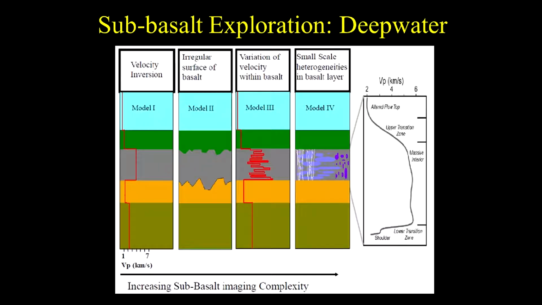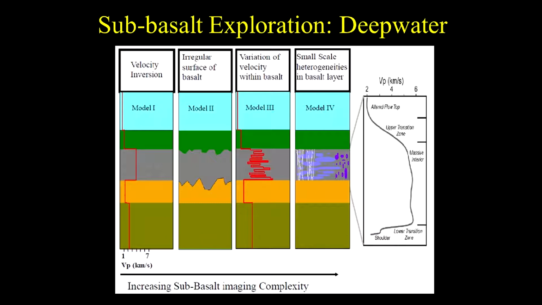The tops of the flood basalts are commonly altered to clays with longitudinal wave, or P-wave, velocities of 2.5 to 3.5 kilometers per second, whereas the crystalline interior has velocities of 5 to 6 kilometers per second. These flood basalts typically have average P-wave velocities of 4 to 5 kilometers per second.